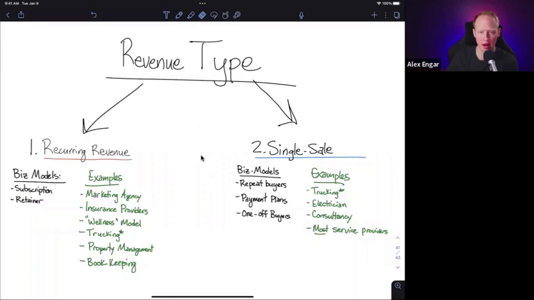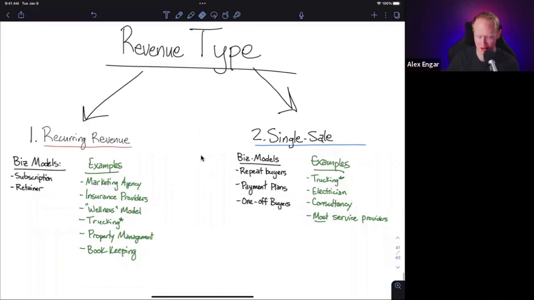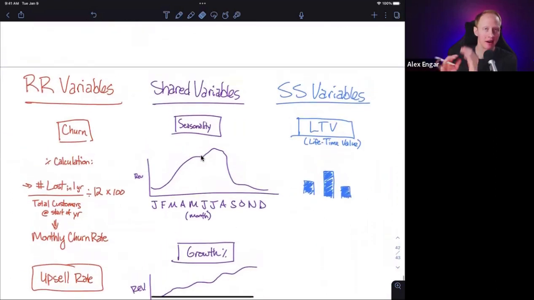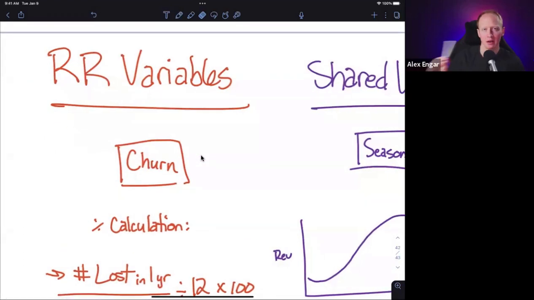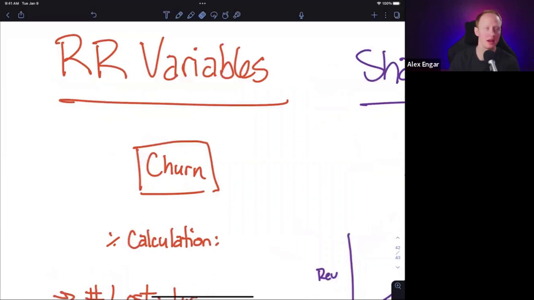So here's how we're going to walk through this from a projections standpoint. I want to look at the variables that we have to look at within each of these domains. And on the recurring revenue side, they have some specific ones. On the single sales side, there's some specific ones. But there's a lot of shared variables that we're going to look at here as you're making projections. And so on the recurring revenue side here, our variables, the biggest variable is what we call churn, which is how quickly do people drop off of the recurring revenue cycle.